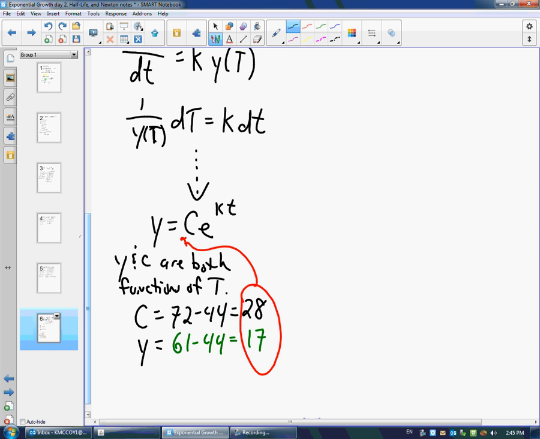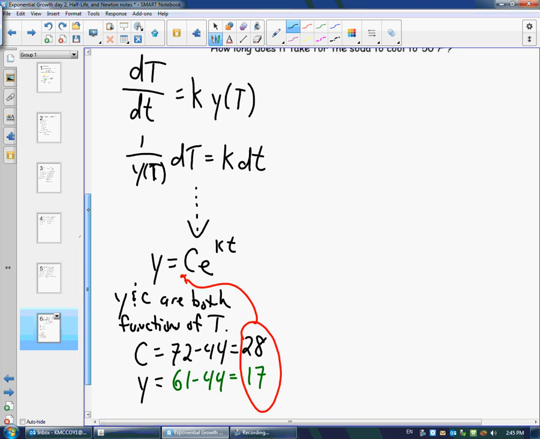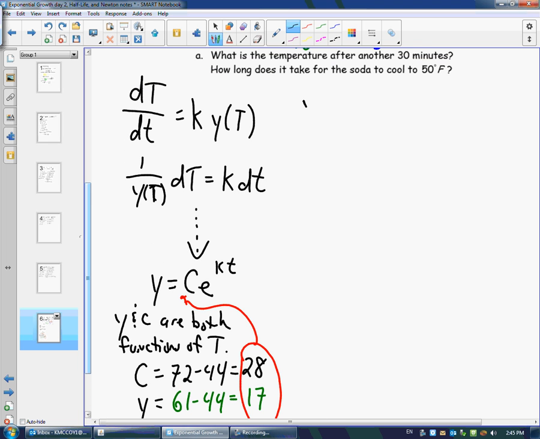So we're going to ultimately end up with y equals C, which was 28. Actually, we don't need the y anymore because we have that. y is now 17, that is our current temperature. So 17 equals 28 e to the kT.